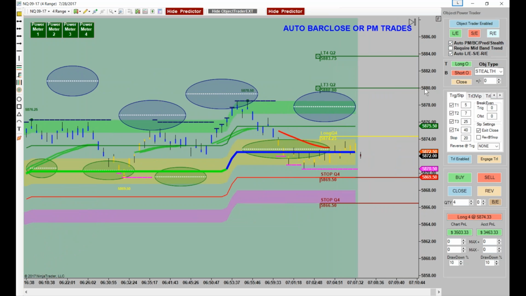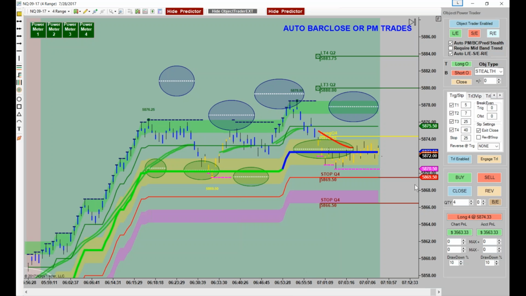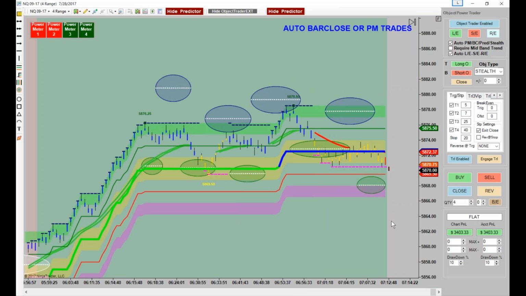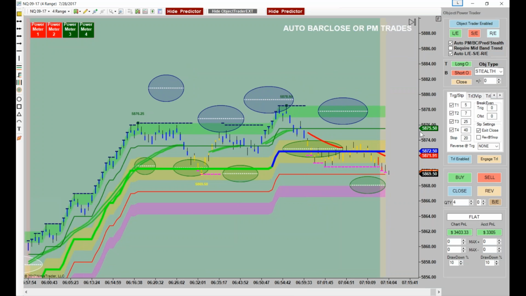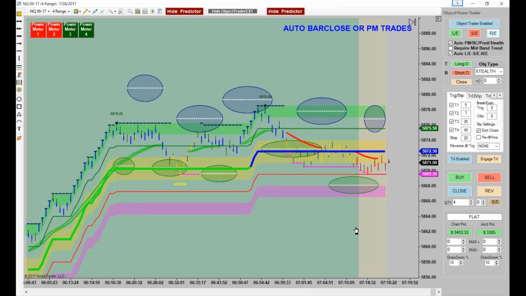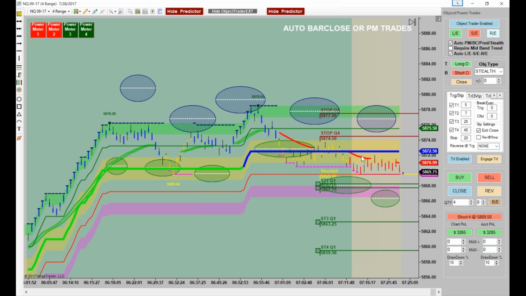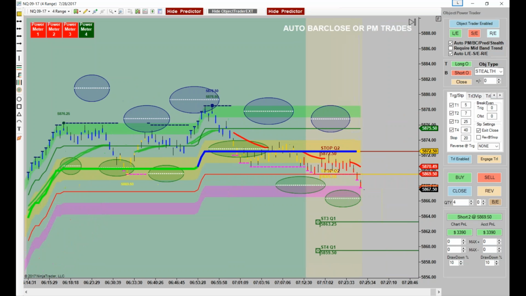Let's see which way this thing decides to go. NQ moves fairly fast sometimes. I'm going to get this out of the way. Well, I pulled it and it didn't. See if we can get a... We're going to go either way this decides to go. There's stealth, there's stealth. Red, red. That's pretty much telling us we're trying to head down. There you go. Just got it.